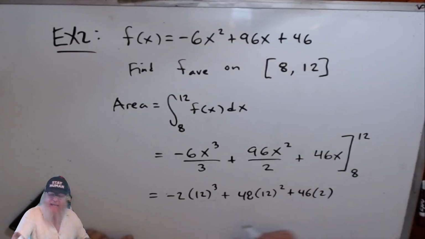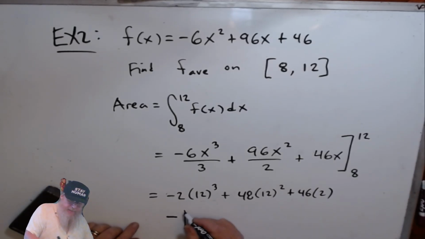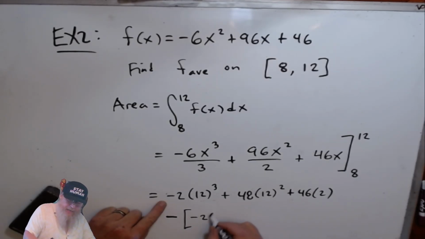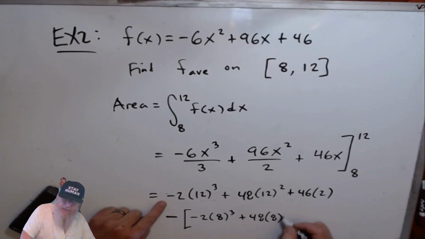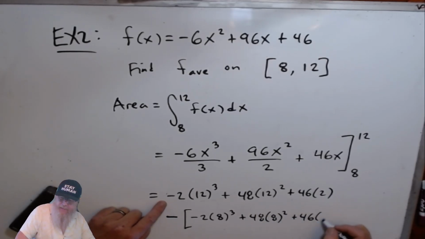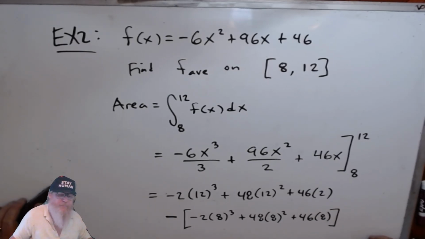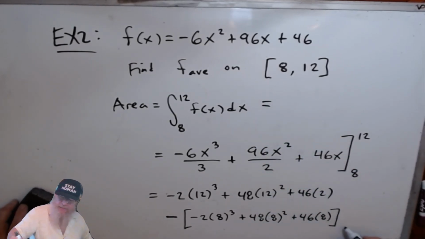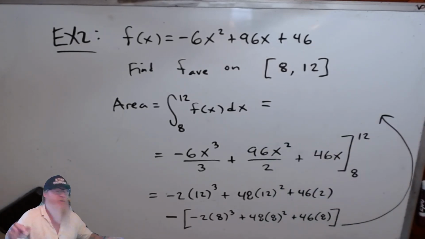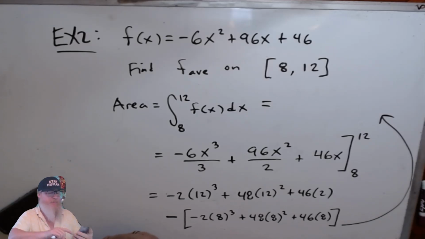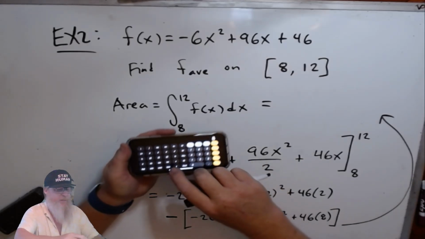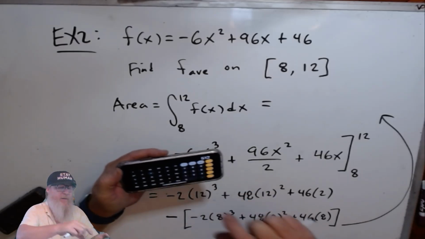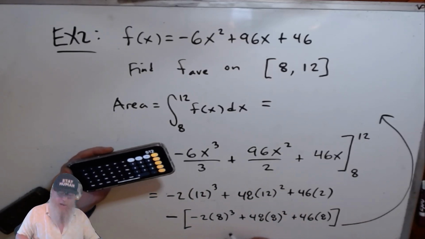Oh, and then don't forget the 8. So you're going to go minus, and then be careful with signs. So negative 2 times 8 cubed, 48 times 8 squared, and 46 times 8. I'll come up here to put my results once I do them in the calculator. So, all right, we got 8 cubed. I think I have a cubed button on my iPhone calculator. That's 512.